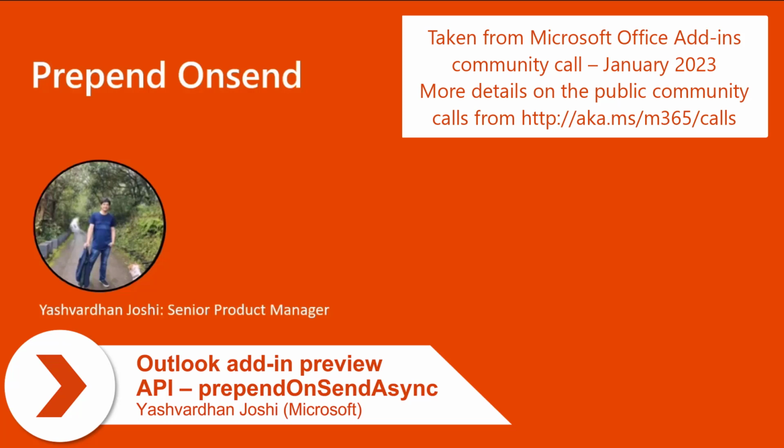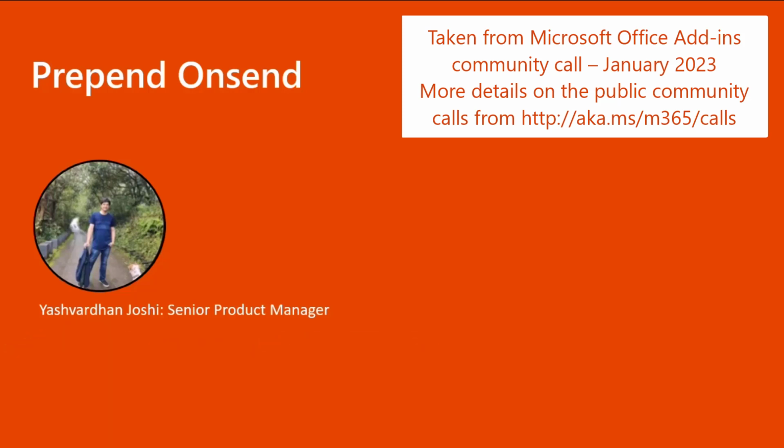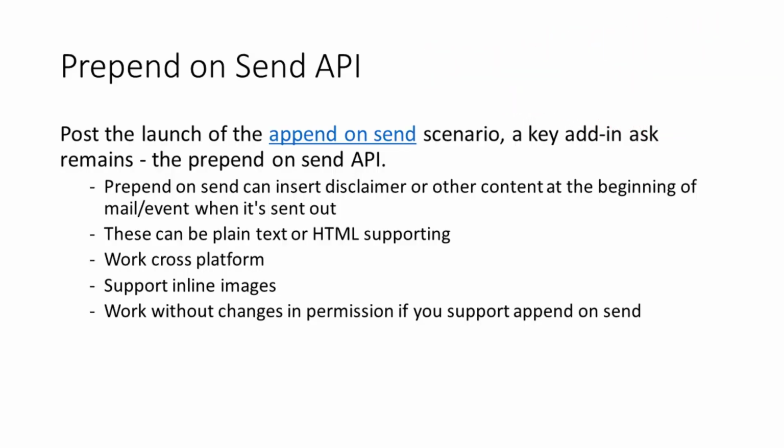We recently have been trying to roll out a new JS API. Let me talk about the feature prepend on send. Late last year, we launched a set of APIs called append on send. Essentially, what they let you do on Outlook was add content to the end of the email or event.